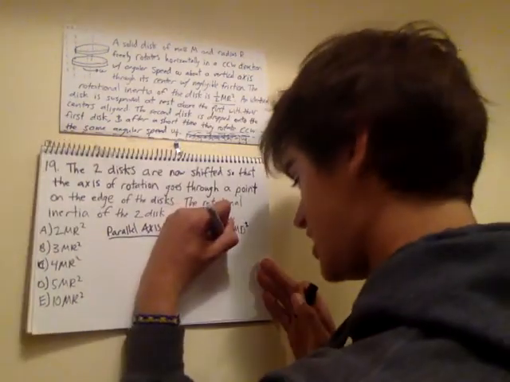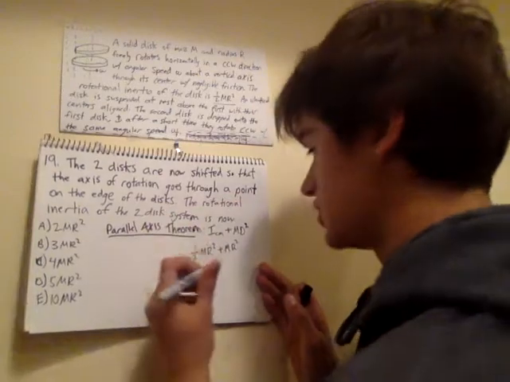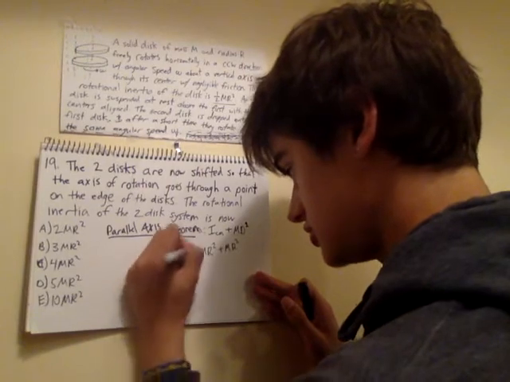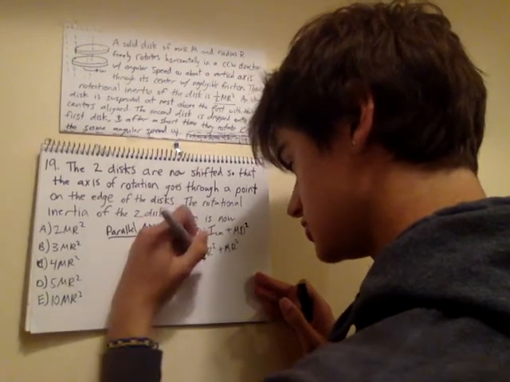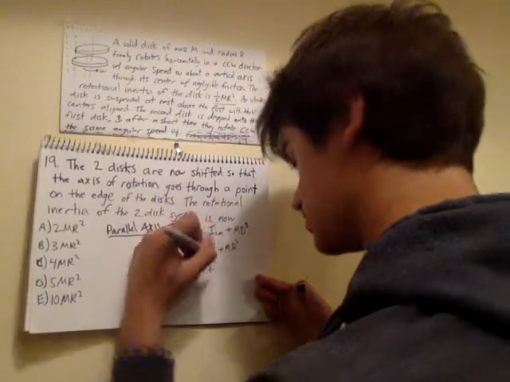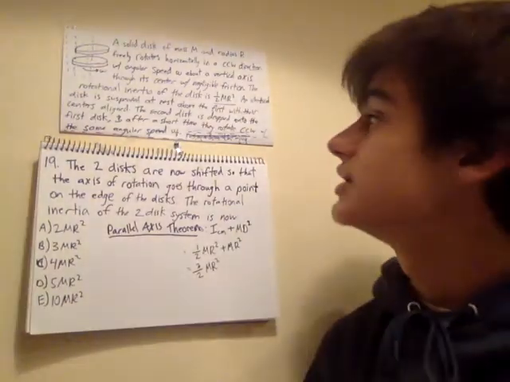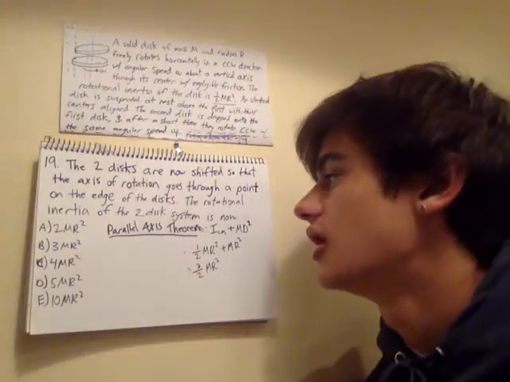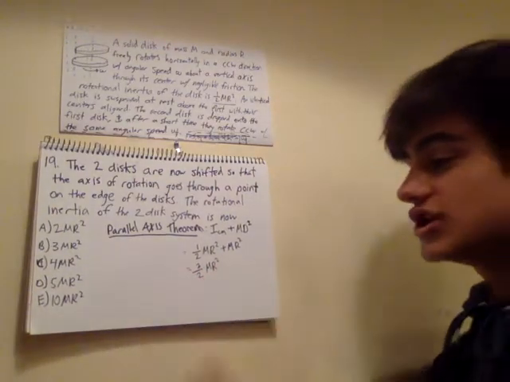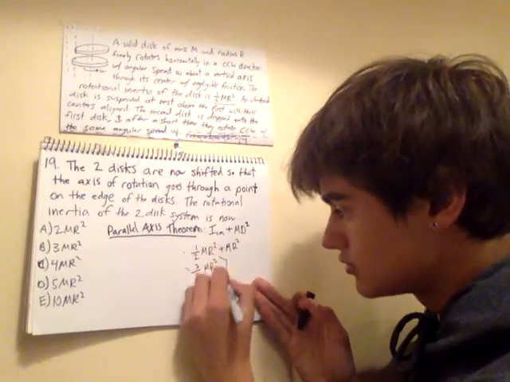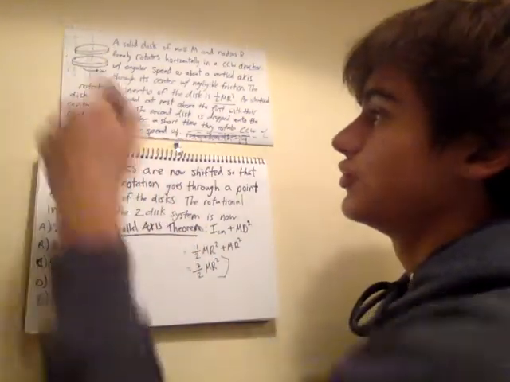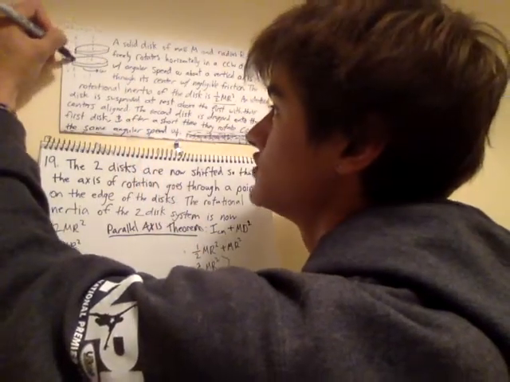So plus m r squared. So let's add these right now. This adds to 3/2 mr squared, but that's not it, because we have to remember that we're being asked to find the rotational inertia of the two disk system. We just found this right here is the rotational inertia for one disk, for one of these disks, when the axis of rotation has been moved to the edge of the disk.